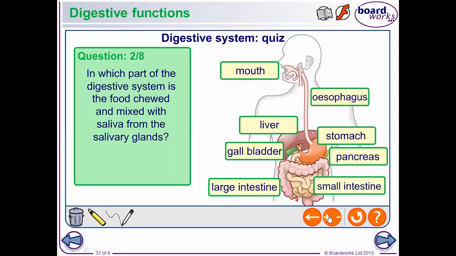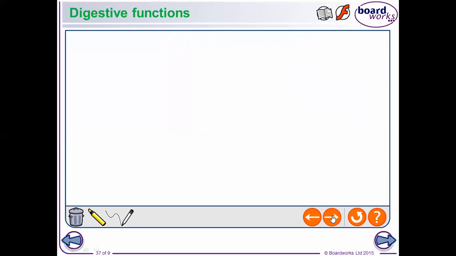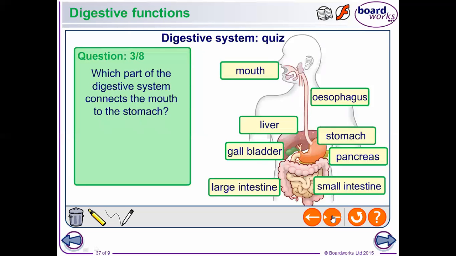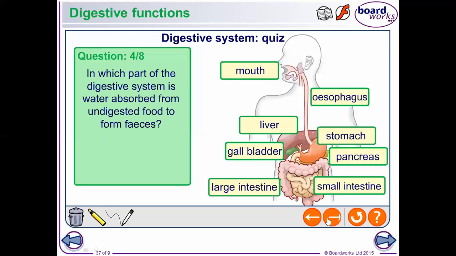In which part of the digestive system is the food chewed? Next. Which part of the digestive system connects the mouth to the stomach? Esophagus. Okay. We know it's right.